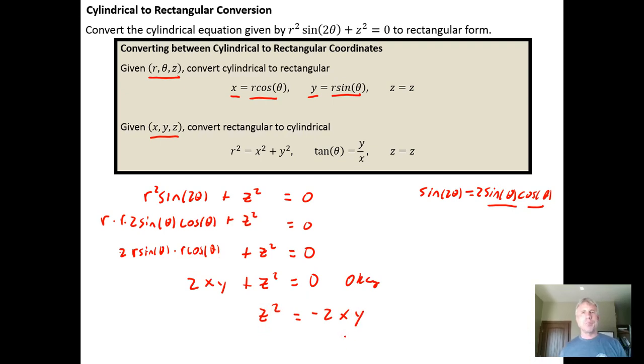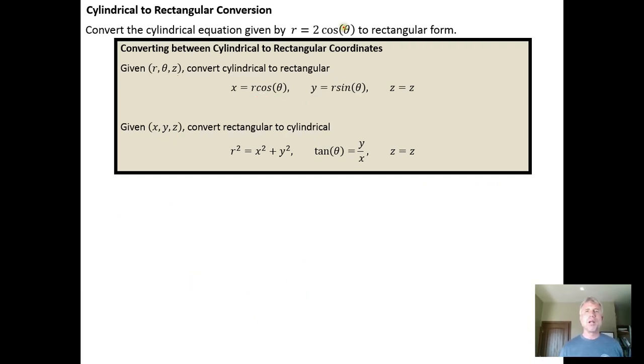So one more example. Here on this slide we have r equals 2 cosine theta. r equals 2 times the cosine of theta. It's in cylindrical form because it has an r and a theta. The z variable's missing, which is okay. That might indicate that we have a cylinder, something extruding parallel to the z-axis, for example.